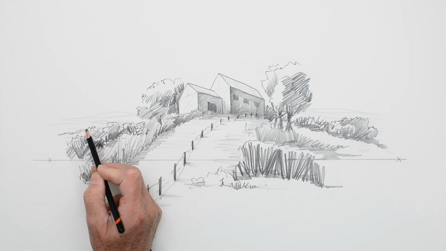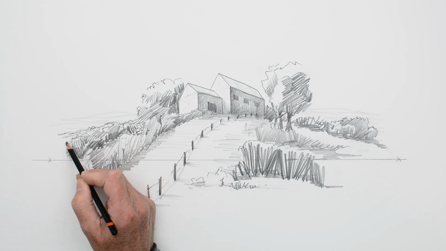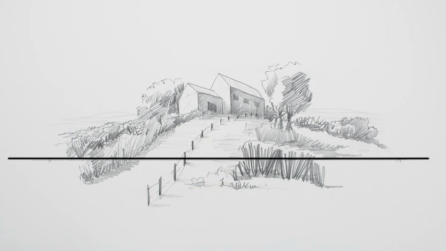Now, we're coming to the end of this drawing, and I just want you to just take a moment now and think. Do you see? The horizon line is here. It is not where that red line is. It's a mistake a lot of people make.